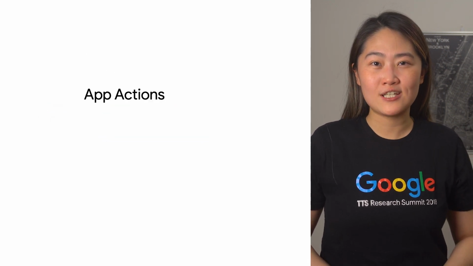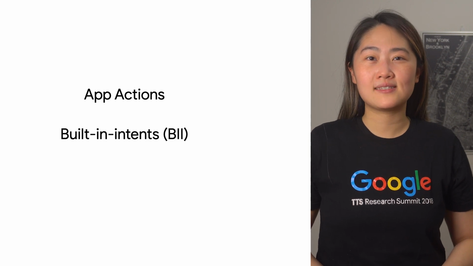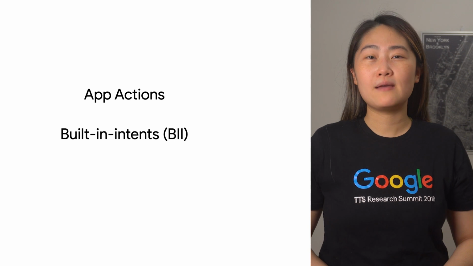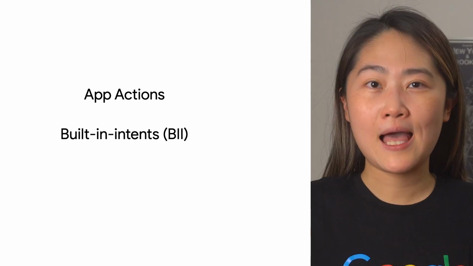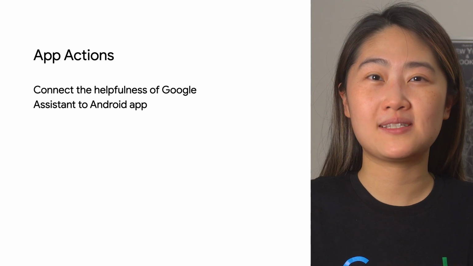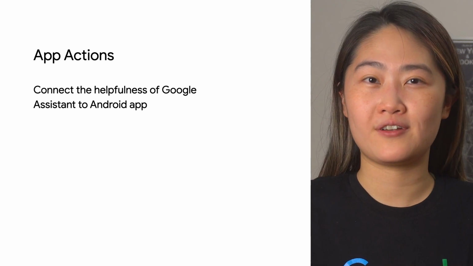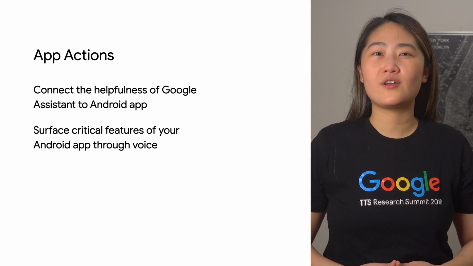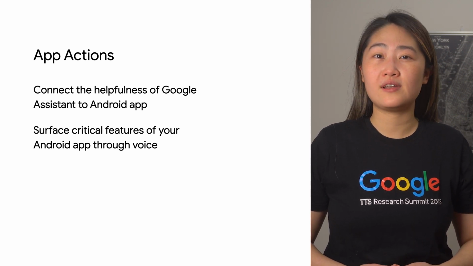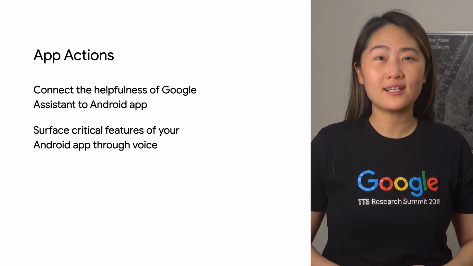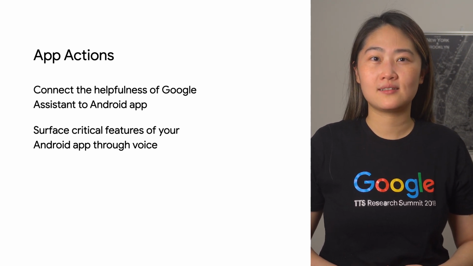In today's AoG Pro Tips, we'll learn how to extend your Android app to Google Assistant using app actions and built-in intents. App Actions is a simple way to connect the helpfulness of Google Assistant to your existing Android app. It enables you to service critical features of your Android app to users through voice. It also provides a more natural way for users to directly access your app's content.